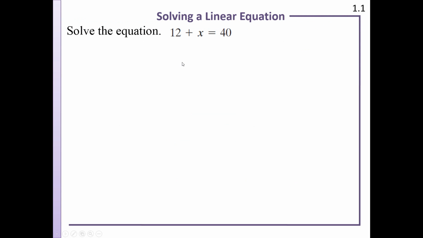Okay, so we can start by solving this simple linear equation. And so the objective is to solve for the variable. The variable here is x. So to solve for x, what we're going to do is isolate x. Isolate x means x should be all by itself on one side of the equal sign. So to achieve that here, we're going to subtract 12 from both sides. And when you subtract 12 from both sides, you see x is 28.